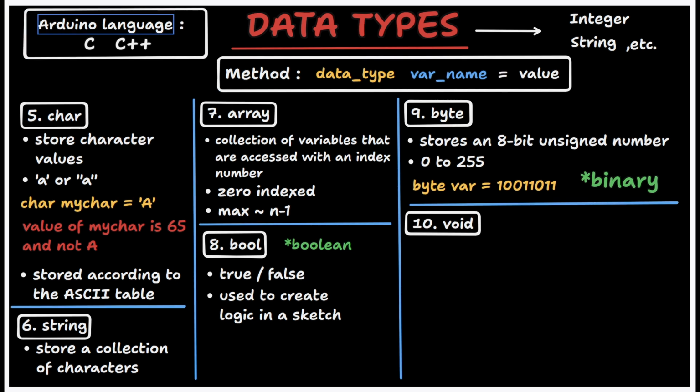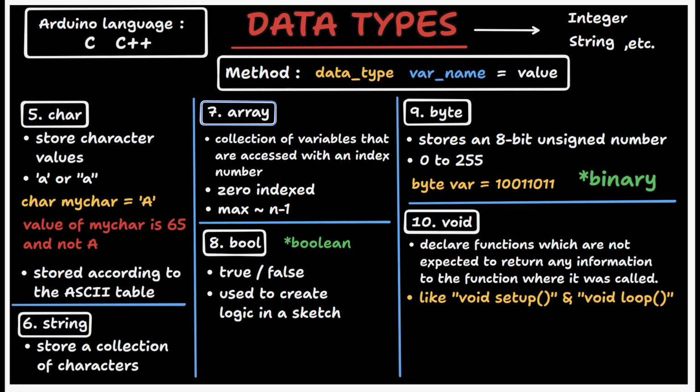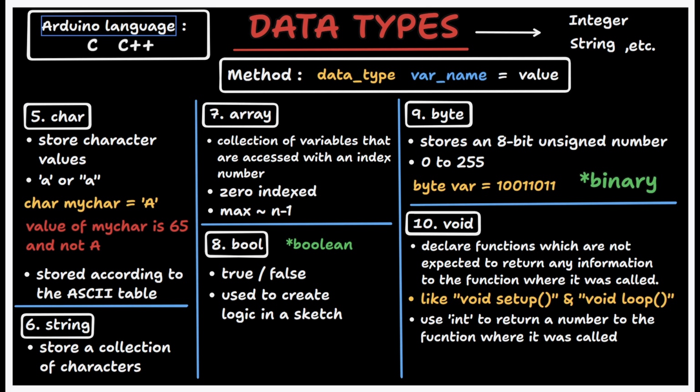Number 10. Void. The void is used to declare functions which are not expected to return any information to the function where it was called. In the Arduino sketch, you can see void setup and void loop. These functions do not return any value. But if you want to create a function to return some value, then you can use data type such as int.